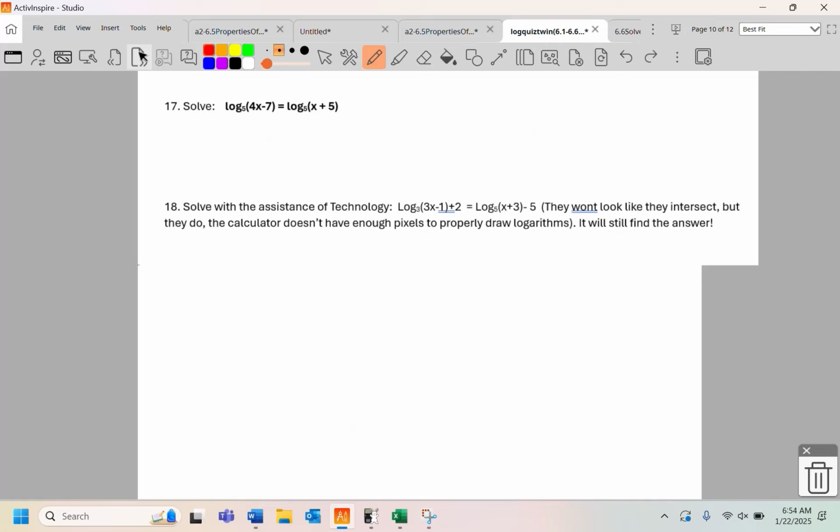We have a solve. This was Wednesday's content. The idea here is if you have a logarithm base b of some x, it equals a logarithm of the same base, and there's only a log on each side, of some y, then x is y. It's an if-then idea. So I know that 4x minus 7 must equal x plus 5. Since the logs are the same, I can basically just ignore them.